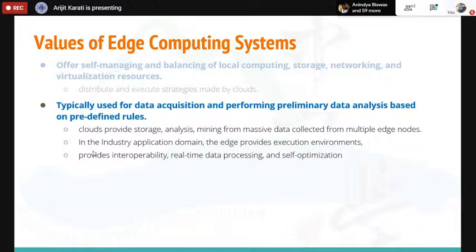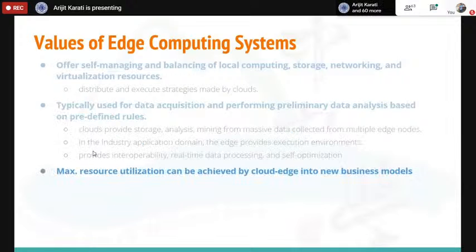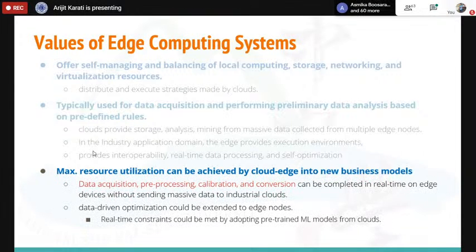If we want self-optimization, how can we provide it? Should you consult with the cloud each and every time? No. But using edge, you can do that. The third benefit you can think of is maximum resource utilization. Maximum resource utilization can be achieved by cloud-edge systems or cloud-edge models.